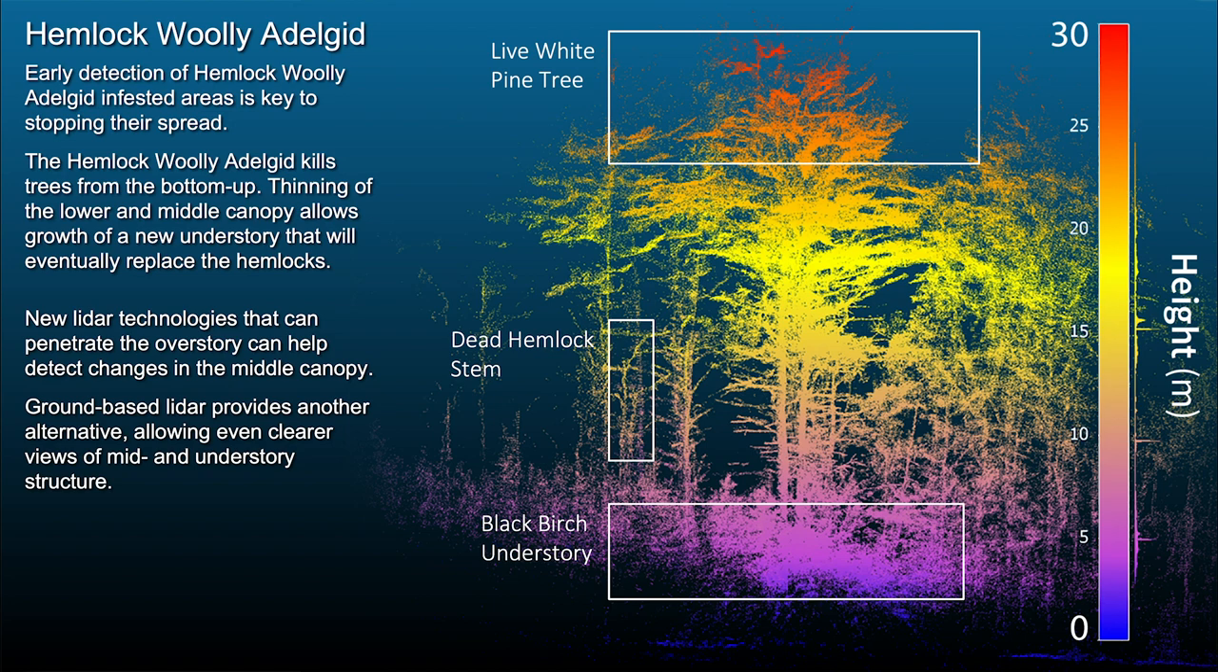This slide shows an image of a LIDAR point cloud of dying hemlock stems, live white pine, and a dense new understory, in this case constituted mostly by black birch. The color coding indicates height off of the ground.